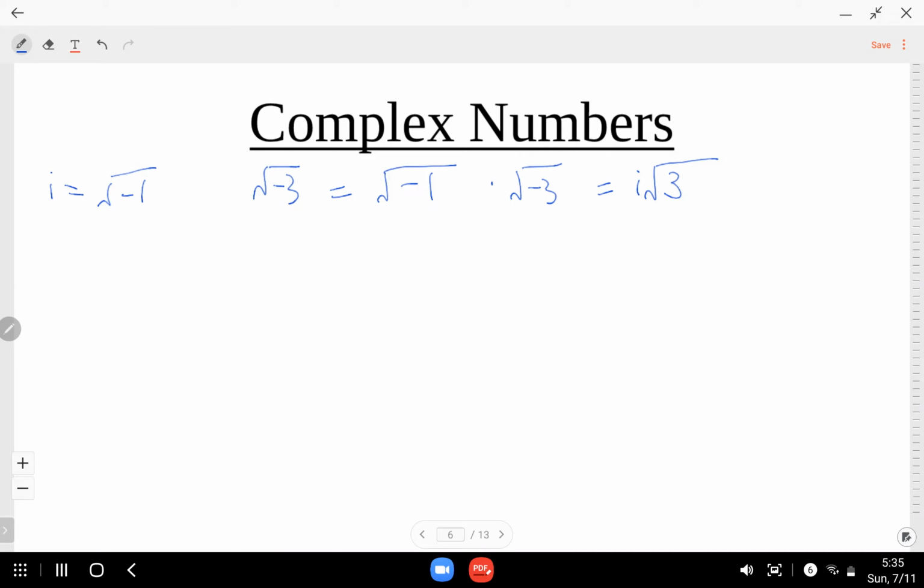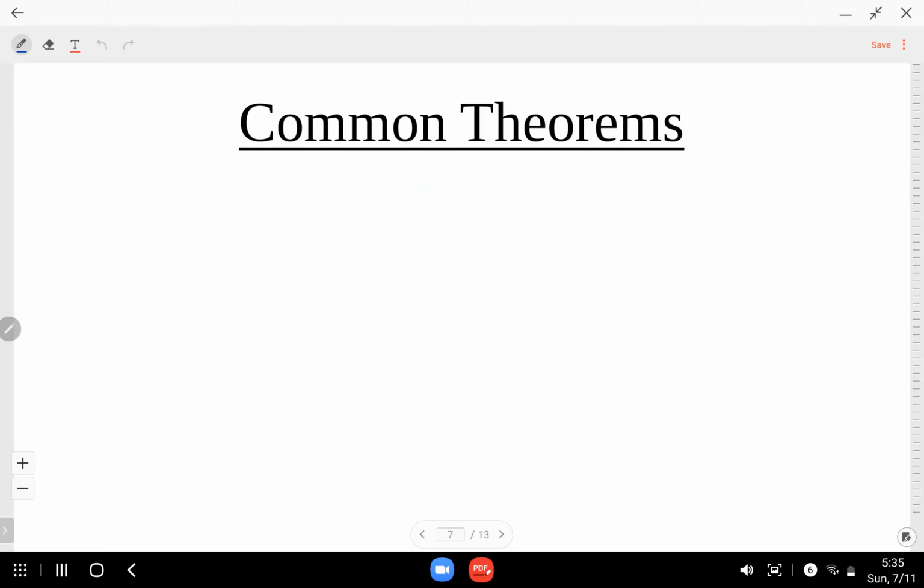Let me introduce some common theorems. First of all, integers are complex numbers. Basically, a complex number is a number that involves an imaginary number like i. So a complex number involves i.